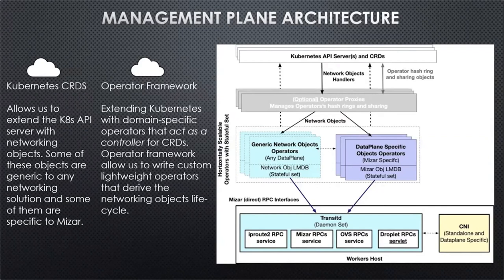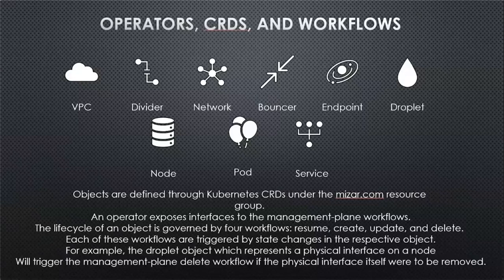Using the Kubernetes operator framework, we are able to extend Kubernetes with domain-specific controllers for our CRDs. Three fundamental components make up the Mizar management plane. These are CRDs, workflows, and operators. Our objects are defined through the Kubernetes CRD API under the mizar.com resource group. The operators then expose interfaces for us to act on these custom objects. Finally, the lifecycle of these objects is handled by workflows. Each of these workflows is triggered by state changes in the respective objects.